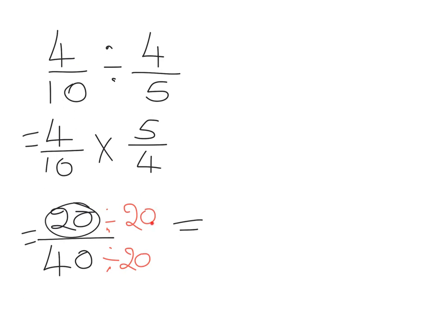So 20 divided by 20. 20 divided by 20 is 1. 40 divided by 20 is 2. We've got a half. There's nothing else we can simplify there. All done.